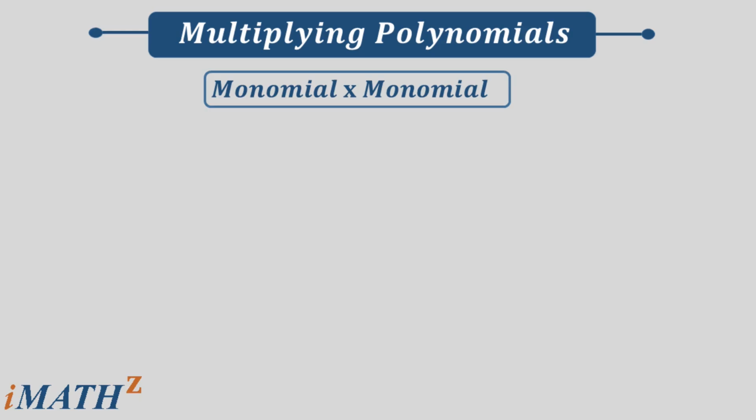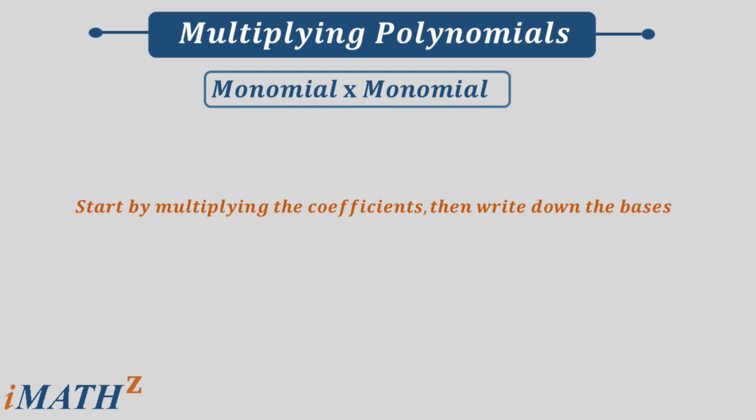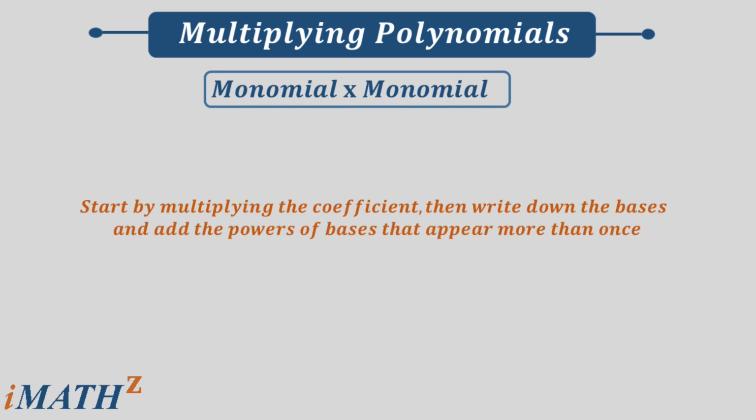Let's have a look at how to multiply polynomials. The first and simplest type of polynomial we often need to multiply is a monomial multiplied by a monomial. In such a case, you start by multiplying the coefficients, and then you write down the common bases and add their exponents using the multiplication rule.